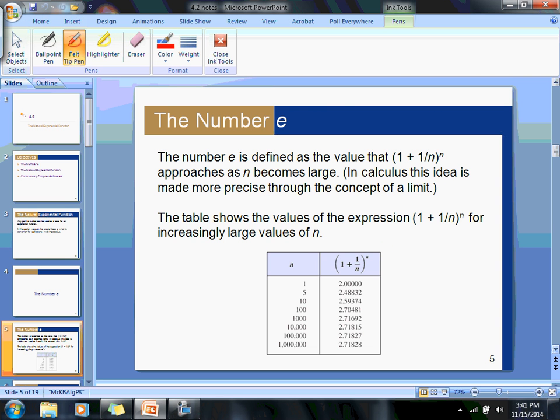And e comes from this equation right here, 1 plus 1 over n to the nth. And as n gets bigger and bigger and bigger, as you can see in this table, we're going from 1 to 1 million, the value for that function that you get out starts to approach 2.71828. And that is what we call e.